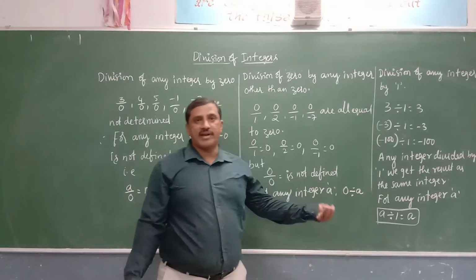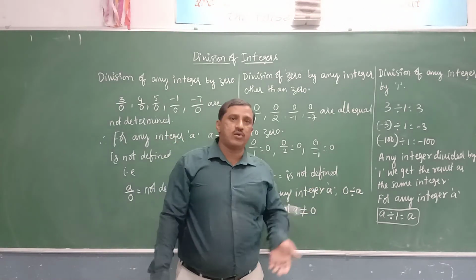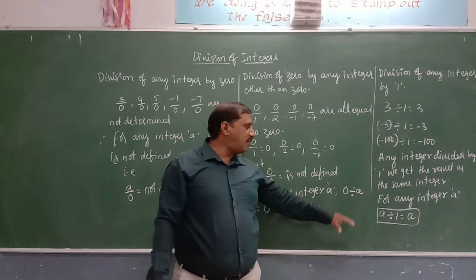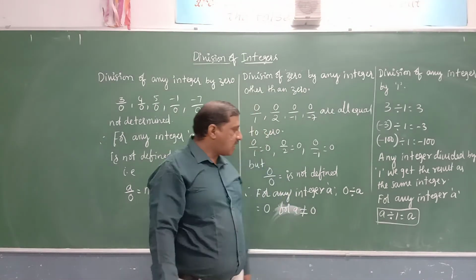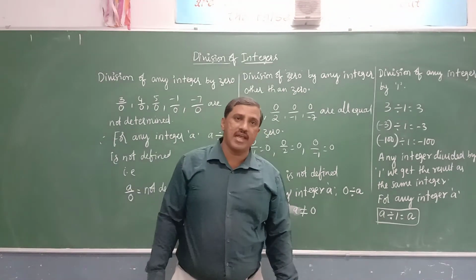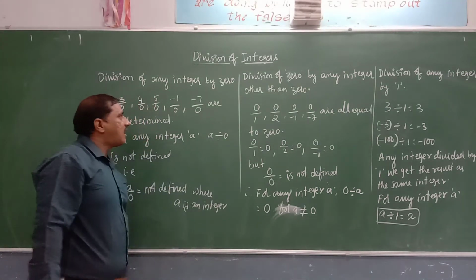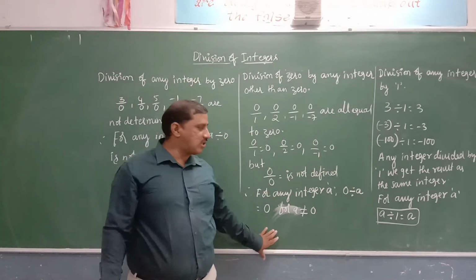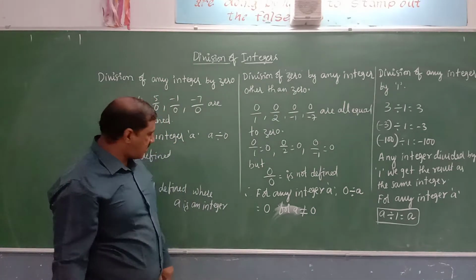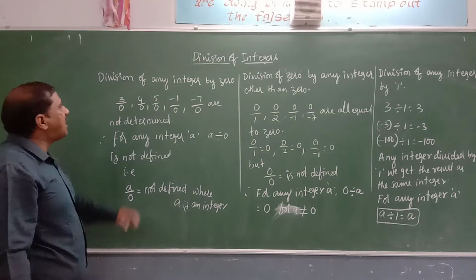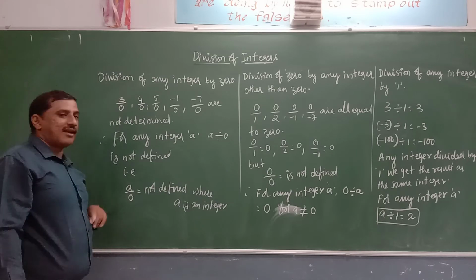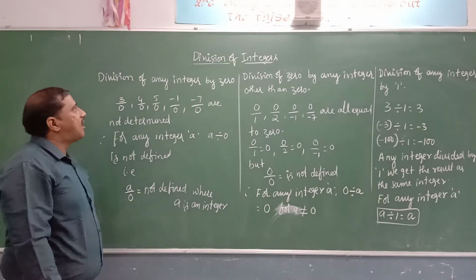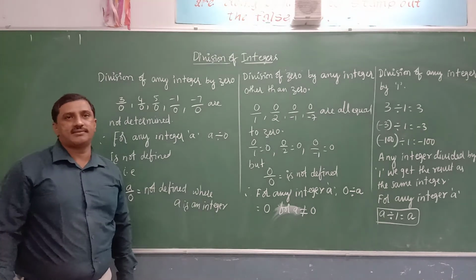You take 0 by 1, we get 0; 2 by 1, 2; minus 2 by 1, that is minus 2. So we get the same integer, that is, a divided by 1 is equal to a, and 0 divided by any integer is 0 other than for 0. 0 by 0 is meaningless, which is not defined. Similarly, any integer by 0 is also not defined. Is it clear, children?